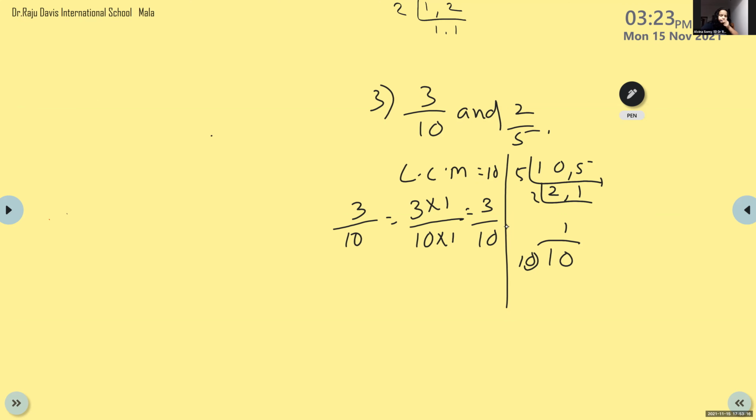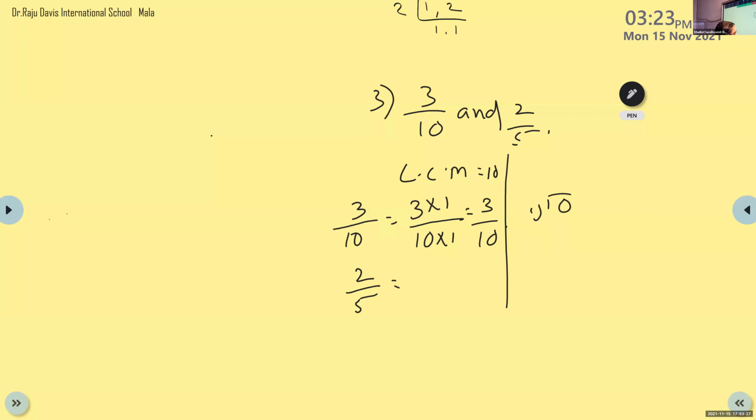Yes, ma'am. Next one, 2 by 5. We will divide 10 by 5. 10 divided by 5, you will get 2. 2 into 2 divided by 5 into 2. What is 2 into 2? 4 by 10. Which is larger? First one is larger or second one is larger? Second one, ma'am.